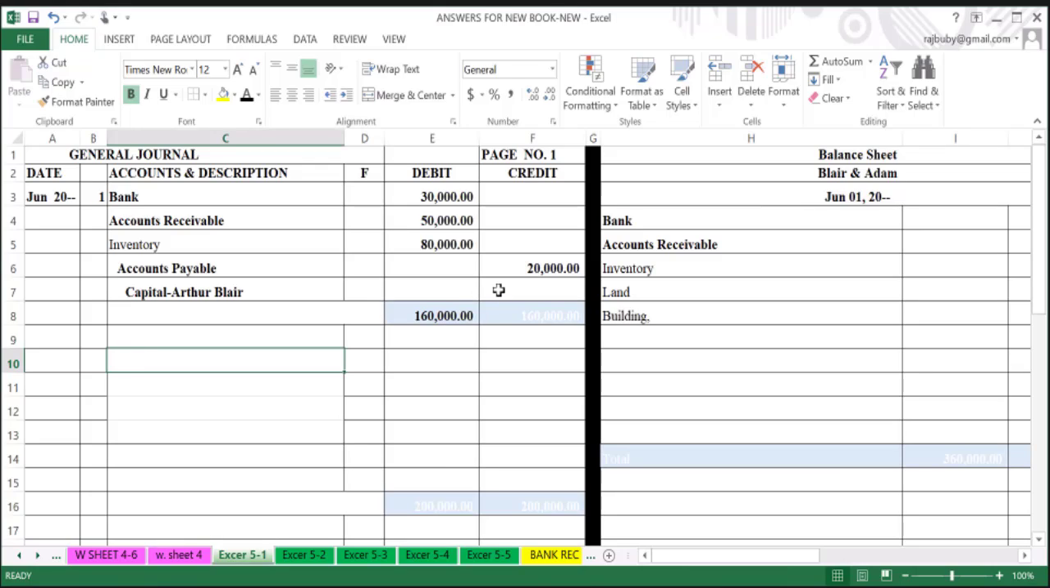Did you calculate your capital, the first one? Not yet. 140. How much? I got 140 because I did minus 20,000. Yes, 160 million. Good. The same way you are going to do for the next part.